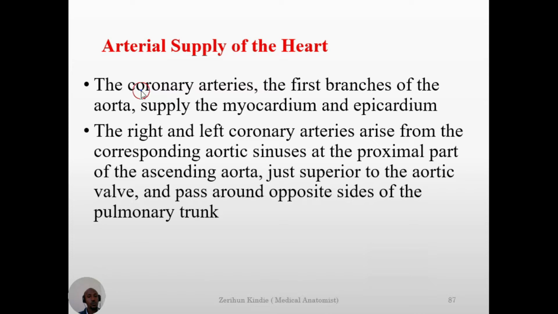There are two coronary arteries, the right and the left coronary artery, and they supply the myocardium and the epicardium of the heart. The endocardium does not need blood vessels because it can get oxygen through diffusion. The right and left coronary arteries arise from the ascending aorta, the first branches of the aorta, just superior to the aortic valve. So when blood is pumped towards the ascending aorta, the first branches are the right and left coronary arteries. They go to the myocardium and pericardium of the heart.